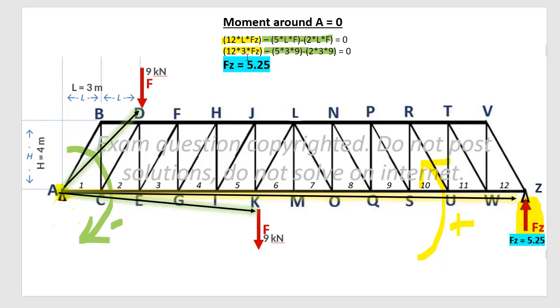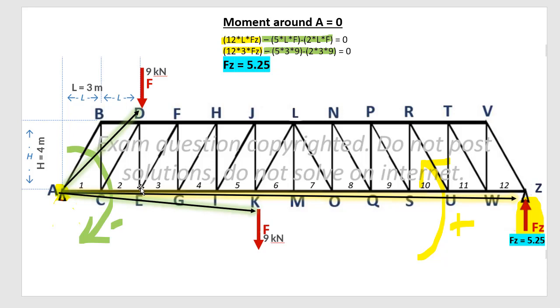So this is going to be 12 times that length to FC. And this is going to be positive counterclockwise, so you're unscrewing it out of the board. It's coming towards you. And this yellow is fighting against the green. So we're going over 5 units to K. This is 5 times L times force. So 5 times this length of 3 times the force of 9 going down.